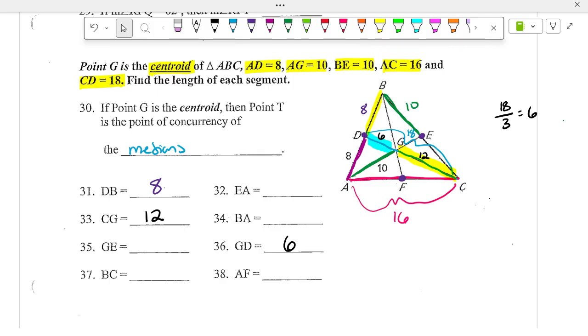Now we got GE. So, GE is right here. We were given the larger piece, and that's the smaller piece. So, that means if the large is twice the size of the small, what's the length of GE? So, this is the larger piece. This is the smaller piece. If the large is twice the small, what's the length of GE? 5.